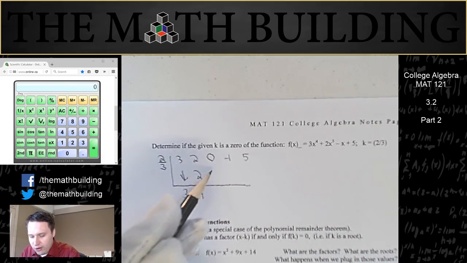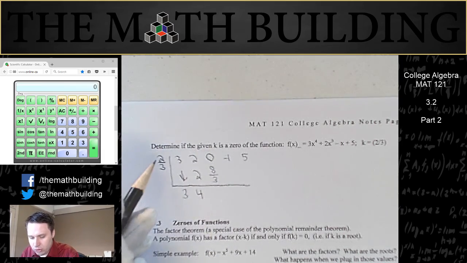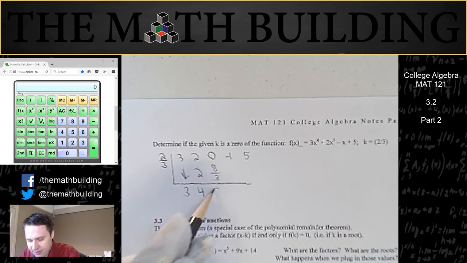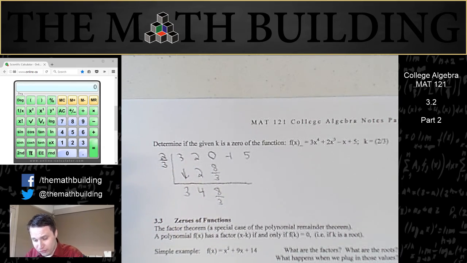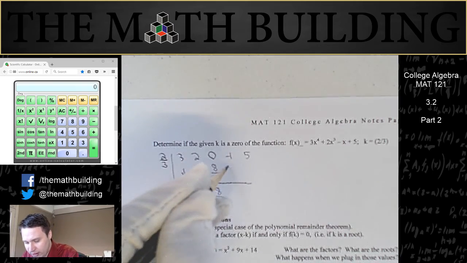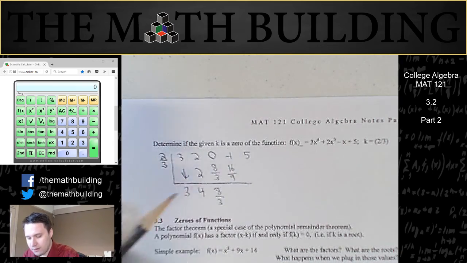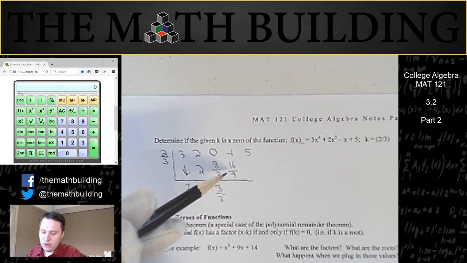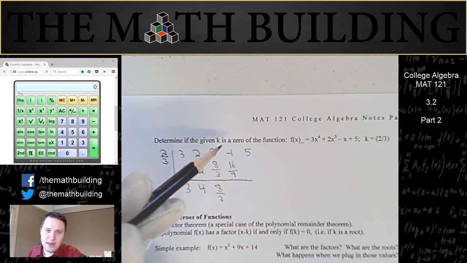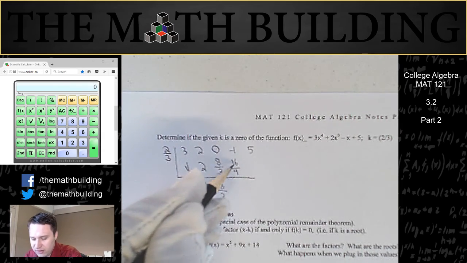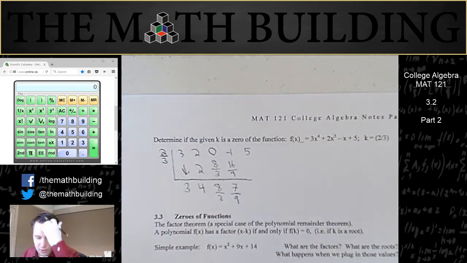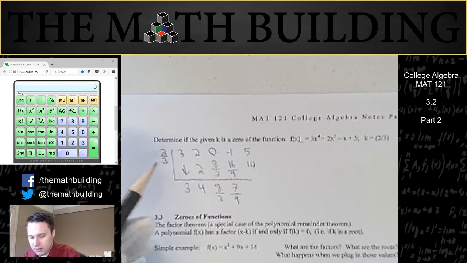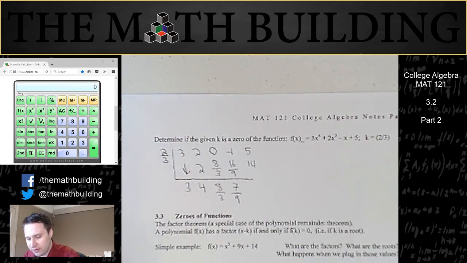2/3 times 4 is 8 over 3, because 2 times 4 is 8. Add that up, it's still 8 over 3. 2/3 times 8 over 3 is 16 over 9. So negative 1 plus 16 over 9 means taking away 9 over 9. So 16 minus 9 is going to be 7 over 9. We multiply fractions again, so numerator times numerator is 14. Denominator times denominator is 27.